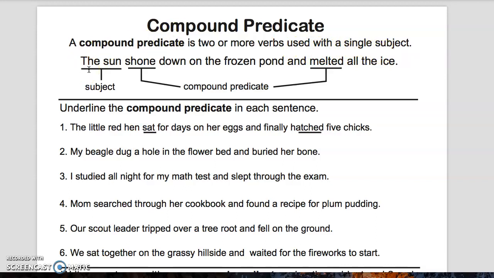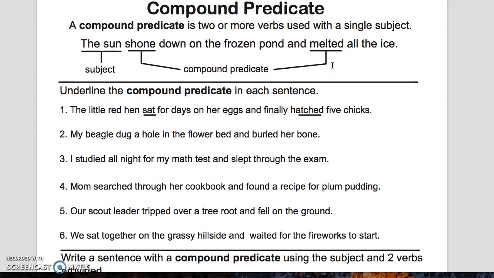Here's an example. The sun shone down on the frozen pond and melted all the ice. Your subject is the sun, the who or the what the sentence is about. The predicate is the action. We have a compound predicate, two actions, shone and melted.